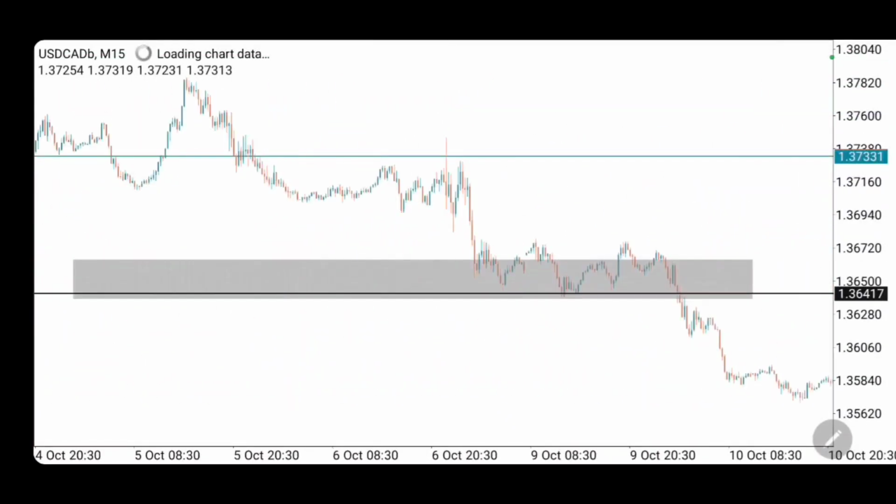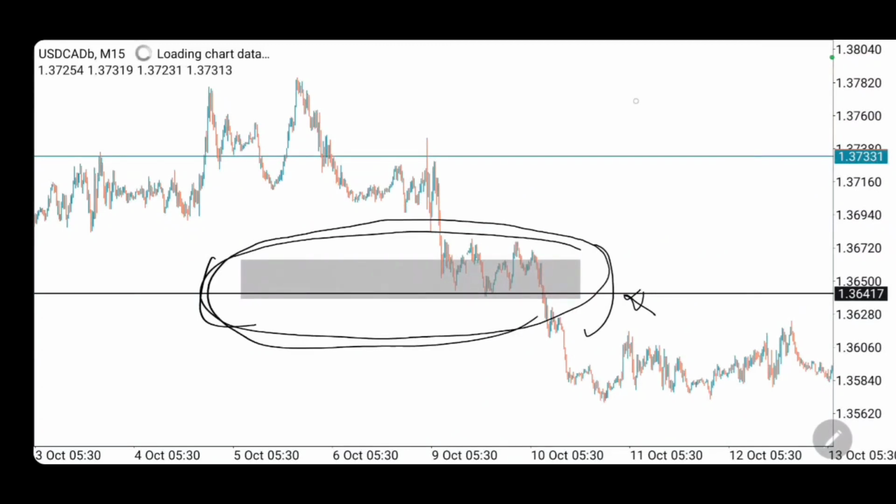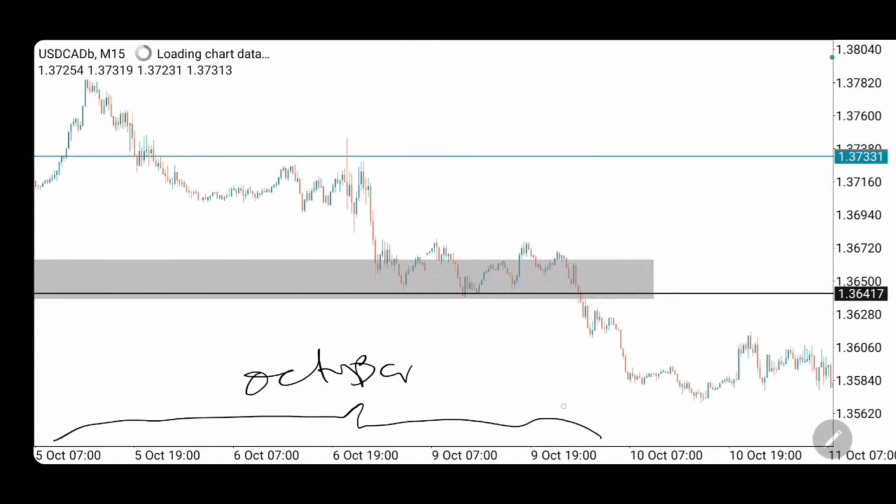Okay, beautiful one. So you can see this was our horizontal line right here, and this was the rectangular block that we placed. Let us zoom in and see. You can see that these are previous days. This is October 9, and this is October 10. So this is the previous day's low.